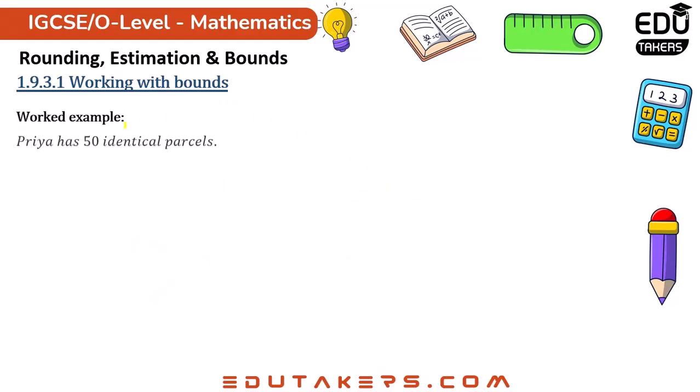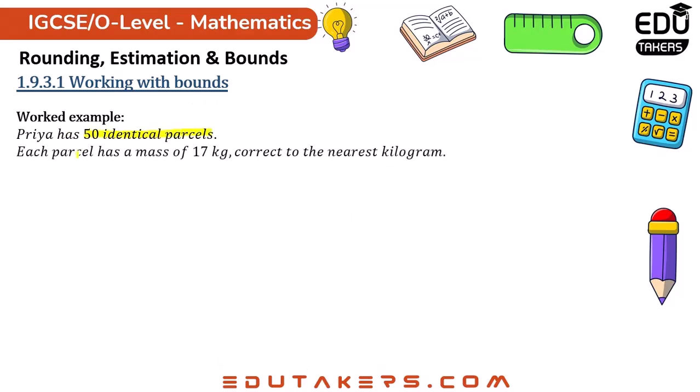Worked example. Priya has 50 identical parcels. Each parcel has a mass of 17 kg, correct to the nearest kilogram. Find the upper bound for the total mass of 50 parcels.